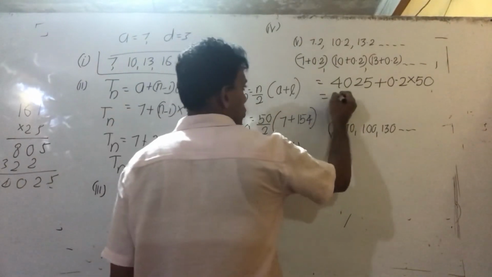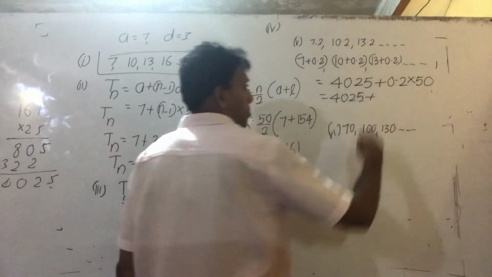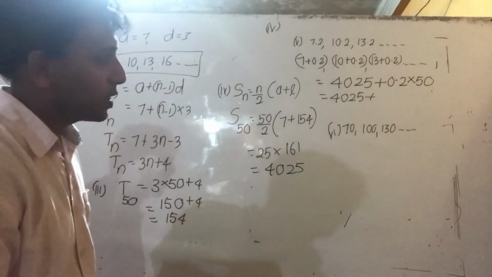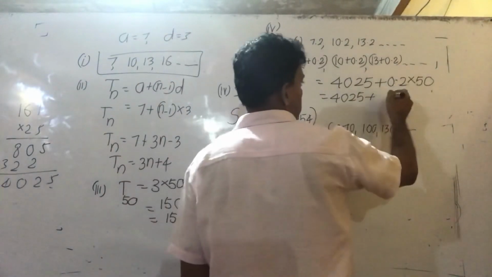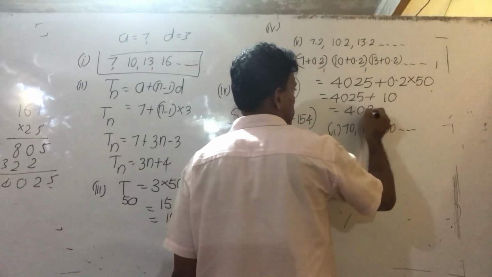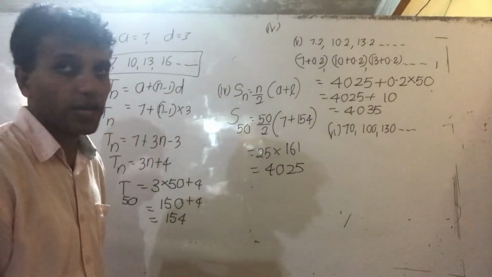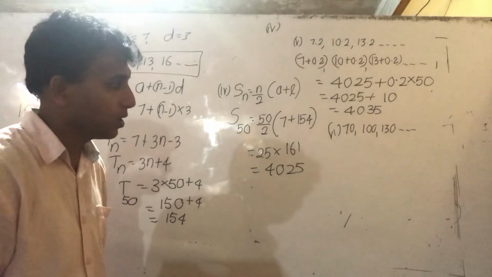So what is that? 4025 plus 0.2 multiplied by 50, that is 10. 4025 plus 10 is 4035, is it? Check it. That's the trick of this question.